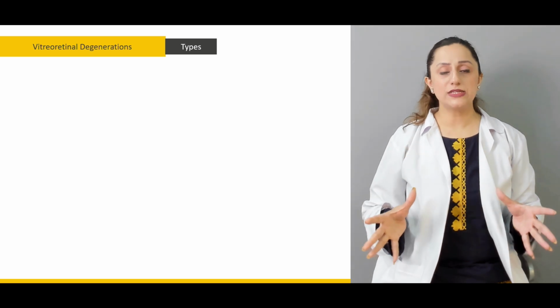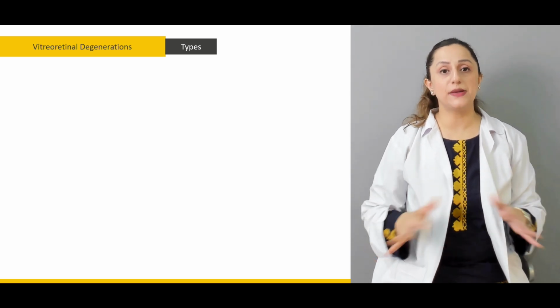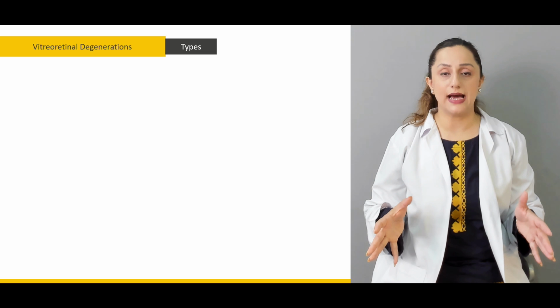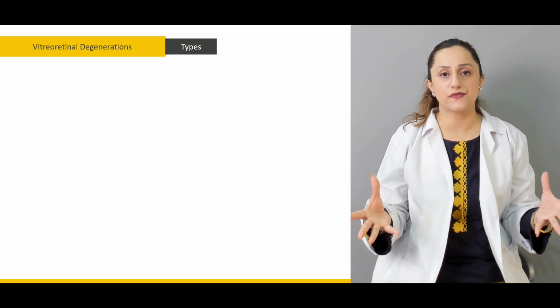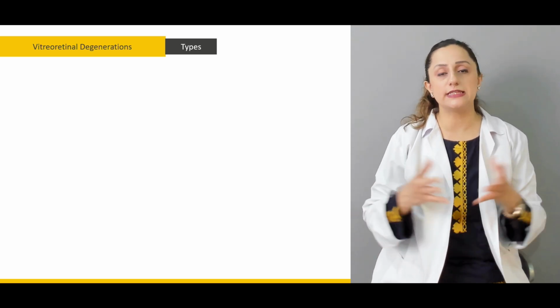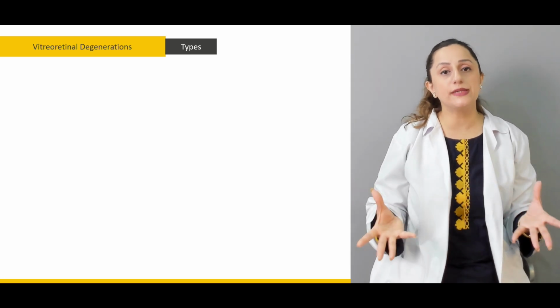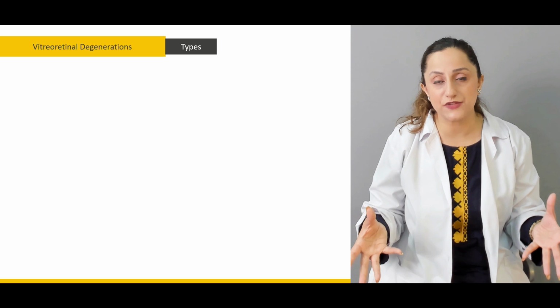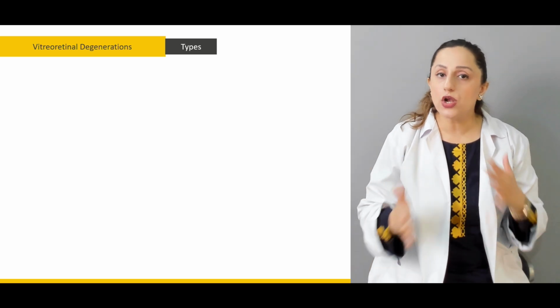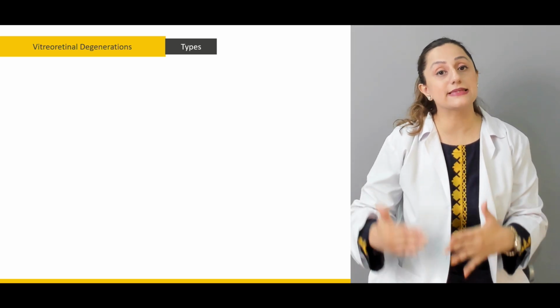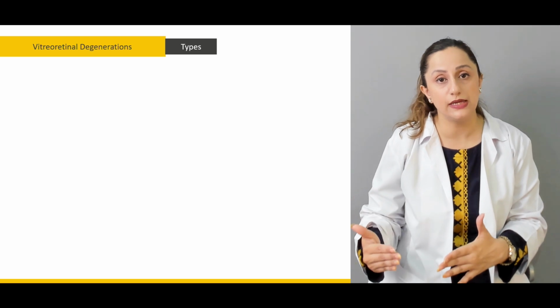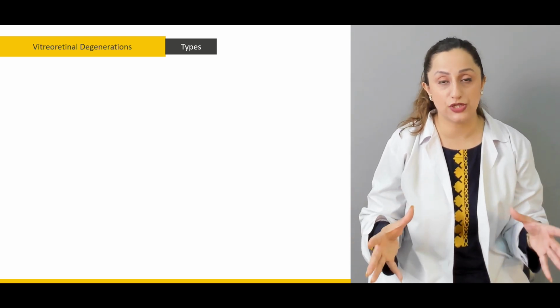Now, once we have covered the peripheral retinal degenerations, that can be a picture of the snail track, it can be the picture of the lattice work, the cystoid appearance, the retinoschisis if it is occurring at the periphery. All of these would basically be the subclassifications of the peripheral retinal degenerations.